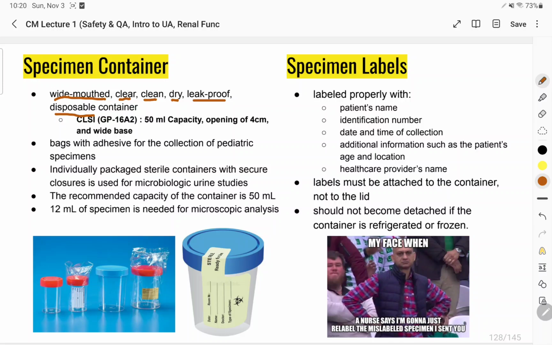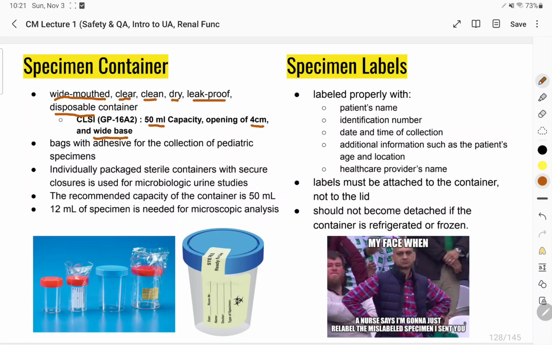According to CLSI, or GP16-A2, the capacity of your specimen container should be around 50 ml, and the opening should be around 4 centimeters. And dapat ang base niya kay wide. Okay? According to CLSI, this is the standard: 50 ml capacity, opening is around 4 centimeters, and it should have a wide base.